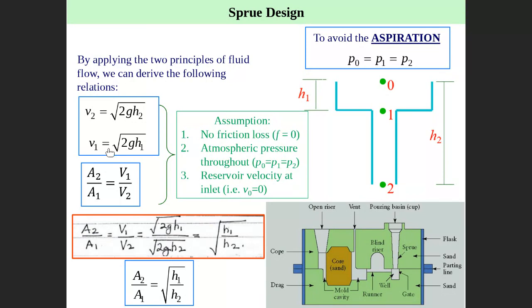Right. So now we have 3 equations. Remember these 3 equations. The first equation, velocity equal to square root of 2gh. Second equation, Q equal to AV equal to constant. Third equation, we obtained here, A2 divided by A1, the relation between area and head. This is the only 3 equations we have. We don't have more, and we're going to use them to design the gating system.